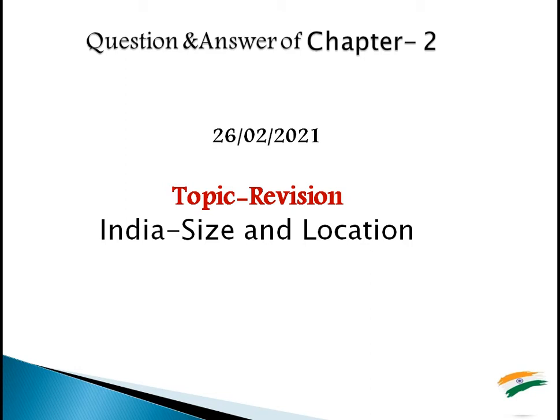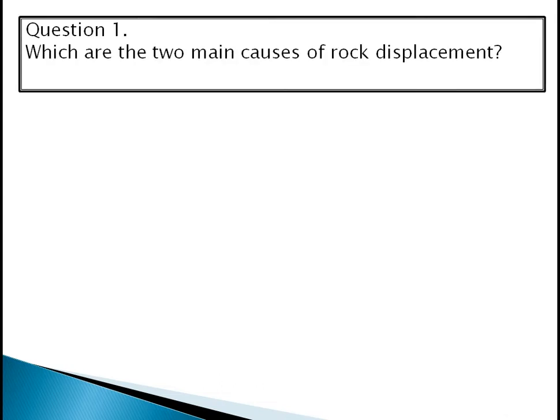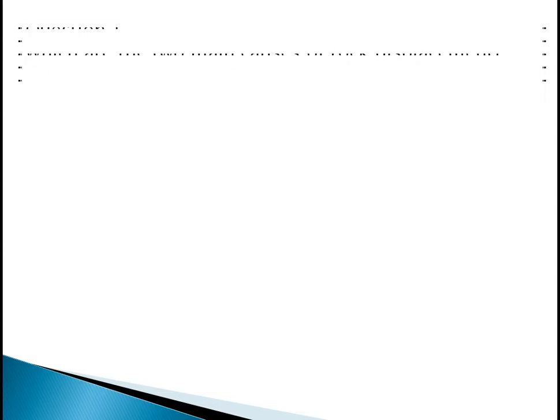Question and answer of chapter number 2 on 26th Feb 2021 in the revision part. We are going to see the important points from chapter number 2, as we had seen in India size and location. Let's move to the second chapter, physical features of India. Here we are going to see question number 1: which are the two main causes of rock displacement? As I told about the plate tectonic theory, the question is based on that.